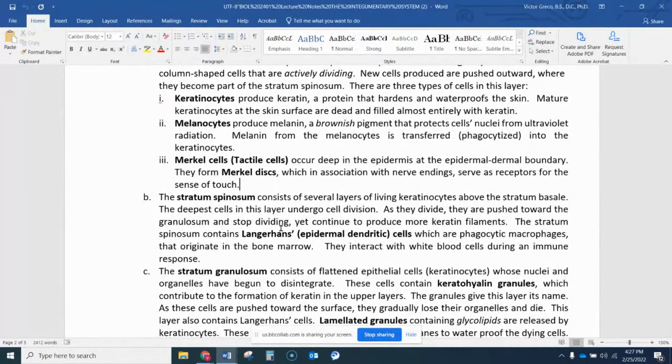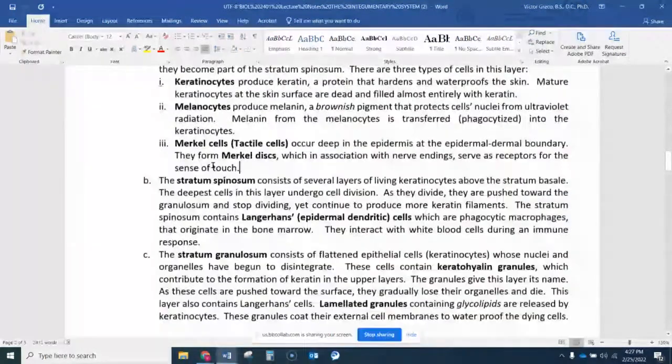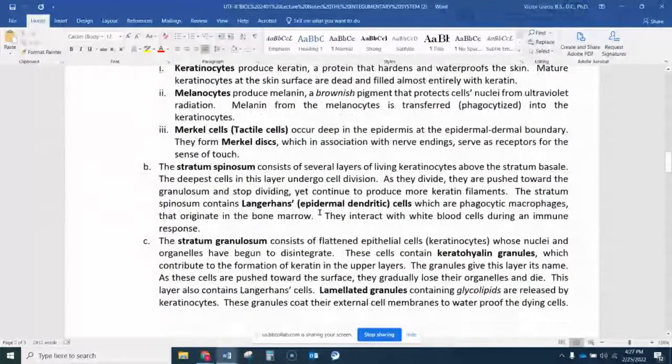Probably one more thing I should mention here. This is stratum basale, here's stratum spinosum. There's cells that I hadn't mentioned in the stratum spinosum. Most of them are keratinocytes that produce keratin, but there's some dendritic cells. What they do is they help to fight infection along with these big phagocytes called macrophages. So these are the two cells, dendritic cells and macrophages, that are part of your immune response if something is trying to invade us right through the skin.